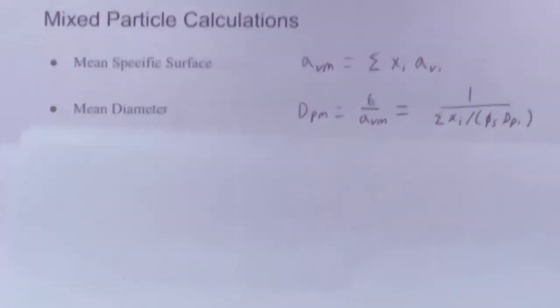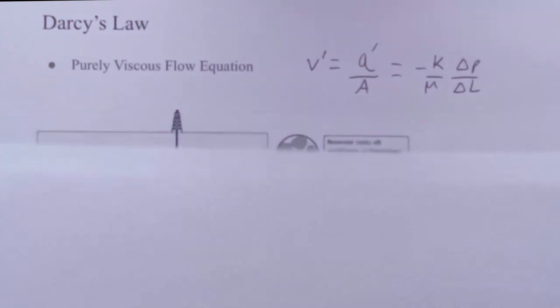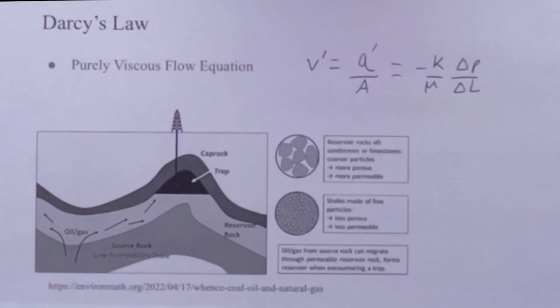Lastly, we can look at Darcy's law for flow in porous material. For purely viscous flow, we have the superficial velocity equivalent to the negative porosity times the pressure drop over the viscosity times the length. And this equation is extremely useful for looking at oil reservoirs, where the porosity greatly impacts the flow of oil through reservoir rock. That's all we have for stationary packed beds.